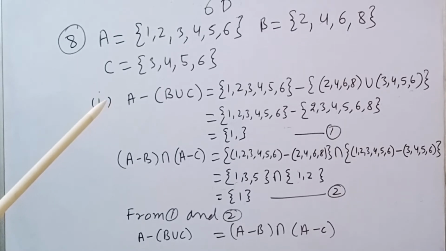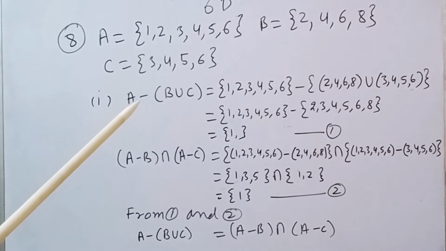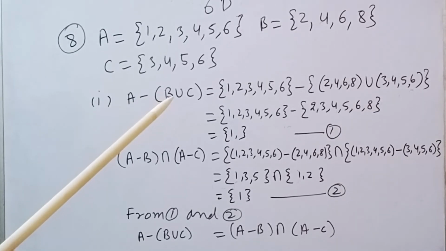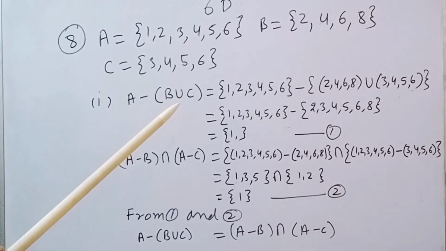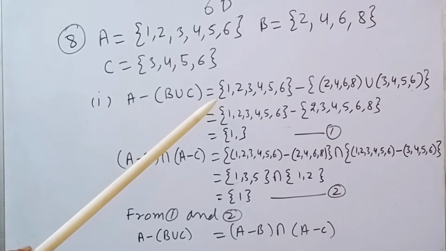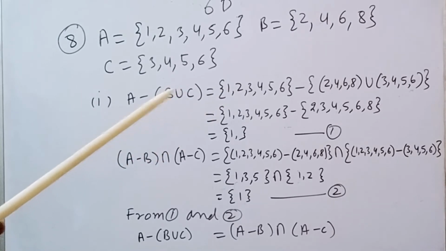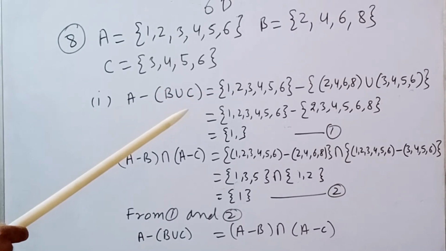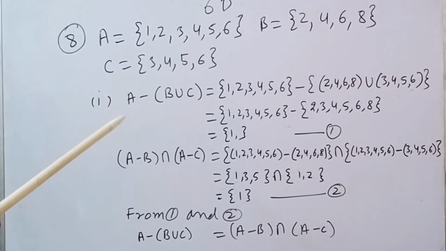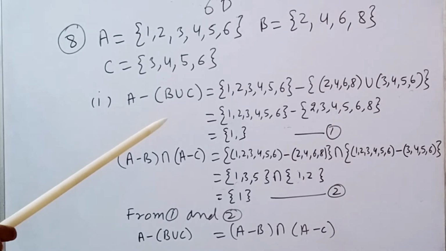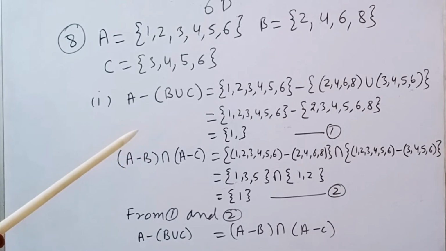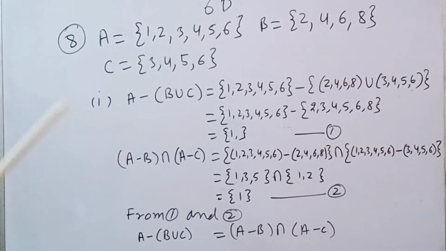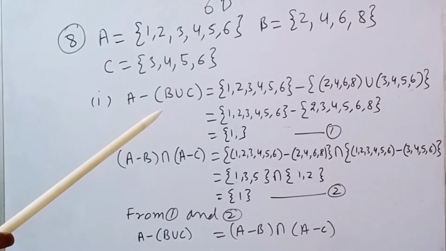So write down A, 1, 2, 3, 4, 5, 6, minus B, 2, 4, 6, 8, union C, 3, 4, 5, 6. So B union C first we will find, that means all the elements of B and all the elements of C, that are 2, 3, 4, 5, 6, 8, and here the A 1, 2, 3, 4, 5, 6. So A minus B, that means the elements that are in A but not in B, that is only 1.